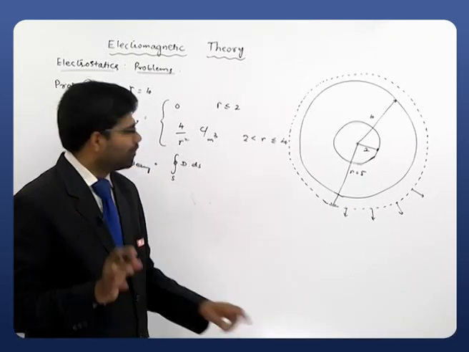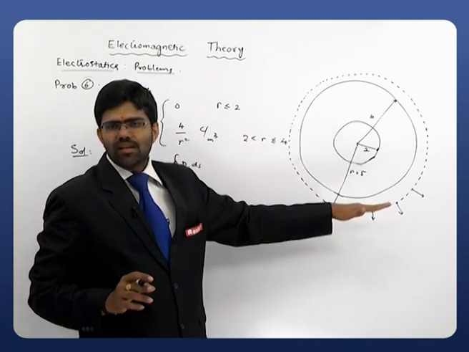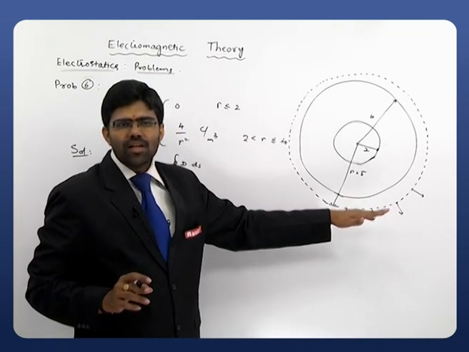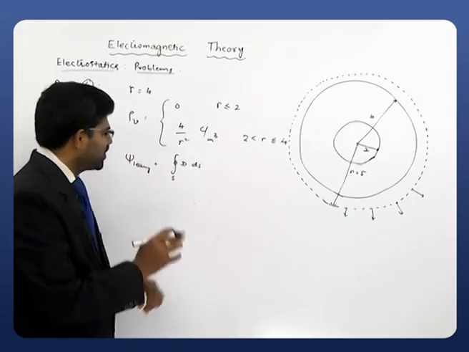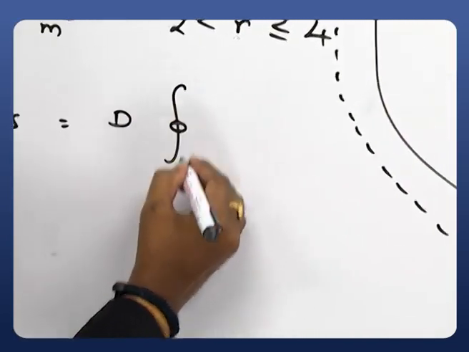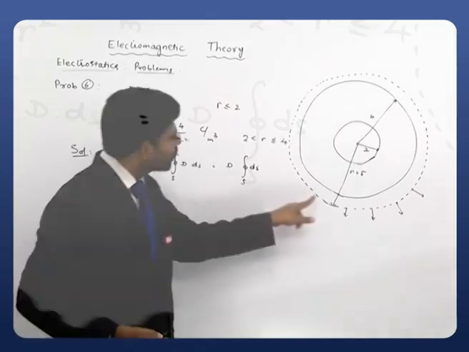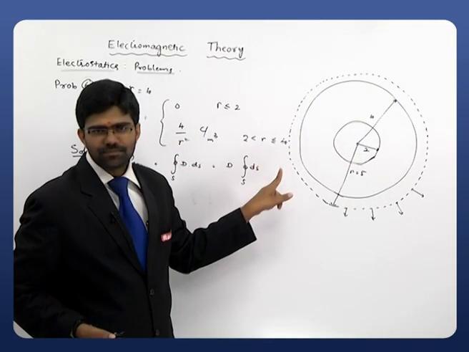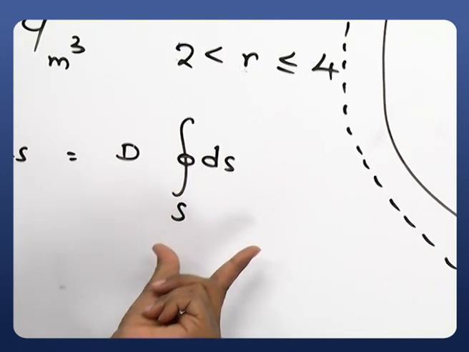And the analysis is the same. D and dS are both in the same direction, that is the radial direction. Since both are in the same direction, the dot product gives a scalar and the D term comes out. What remains is D times the surface integral of dS. This surface integral of dS gives the total surface area of the Gaussian sphere, so it can be replaced with the surface area equation.